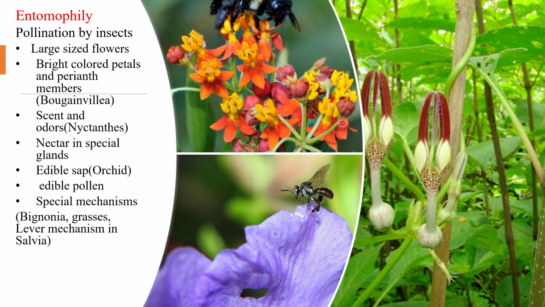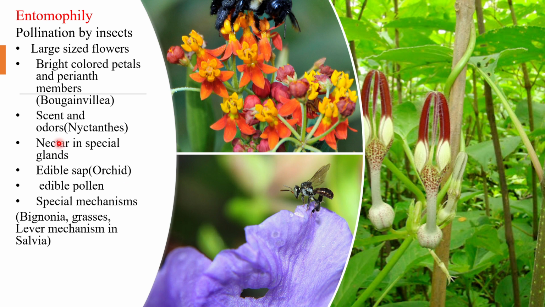In pollination by insects, or entomophily, the entomophilous flowers are basically large-sized and colored, with petals and perianth members present, such as in bougainvillea. And bees usually love to sit on blue flowers, and usually butterflies like red ones. Then scents and odors, for example in nyctanthus, also help in pollination. And edible sap, as we find in orchid, also helps in pollination.